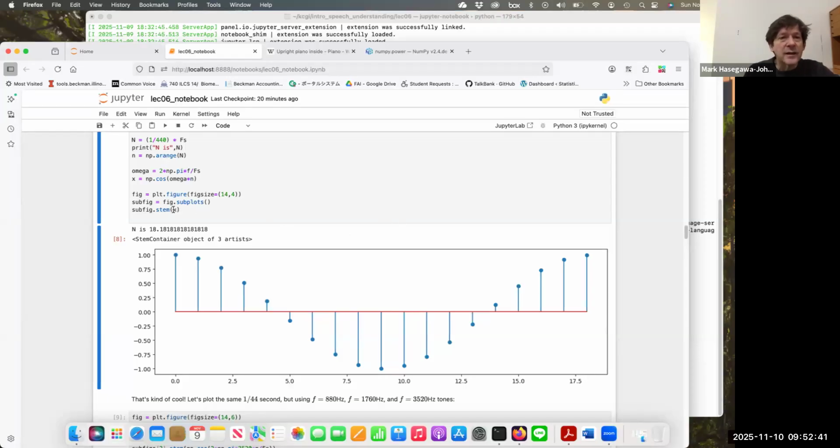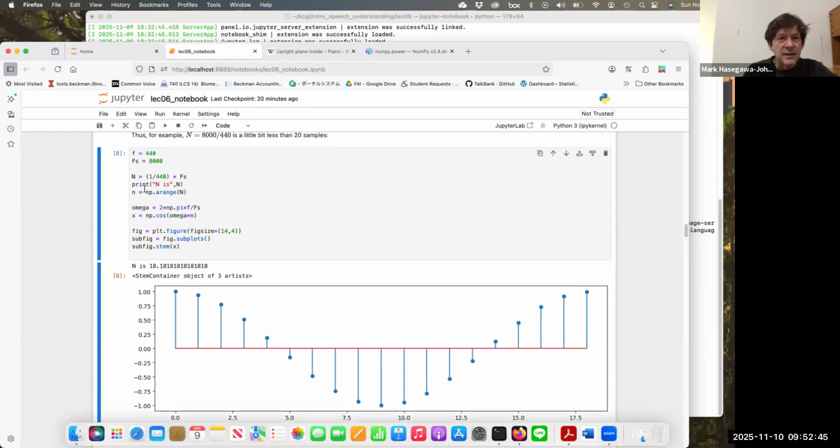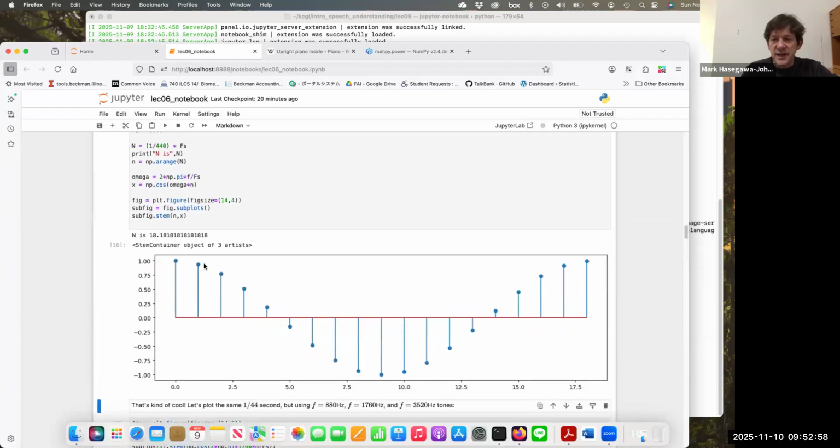Actually, let me plot that versus n. n is fs over 440, little n is np dot arange. Let me plot. I wonder if this will give me an x-axis. Oh, it does, but it doesn't label it correctly. Okay, so yeah, you can see the 0th sample, the first sample, the second sample, the third sample, and so on. Here are the first 19 samples of that 440 hertz tone.